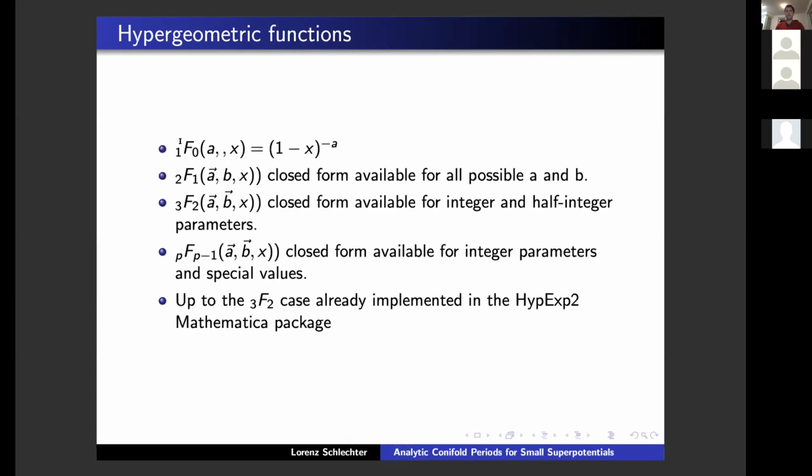Some examples for that. A hypergeometric 1F0 is actually trivial. It's just a single monomial with a parameter appearing in the exponent. If you go to 2F1 functions, we have a closed form available for all possible values of a and b. So these functions are actually solved. For 3F2, the situation is not as nice. Now we have only integer or half integer parameters we can solve and have a closed form for. And this is the first case which is interesting for geometry, because shrinking curves are actually resulting in 3F2 functions. If you go to higher divisors, as for example shrinking divisors or shrinking Calabi-Yaus, we will end up in 4F3 or higher. And here only closed forms are available for integer parameters and some special values which mathematicians have been able to compute.